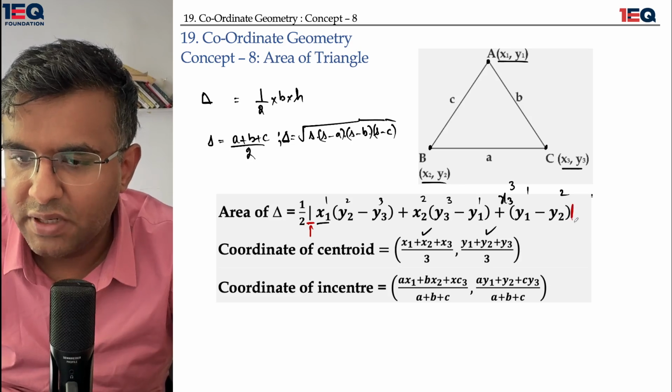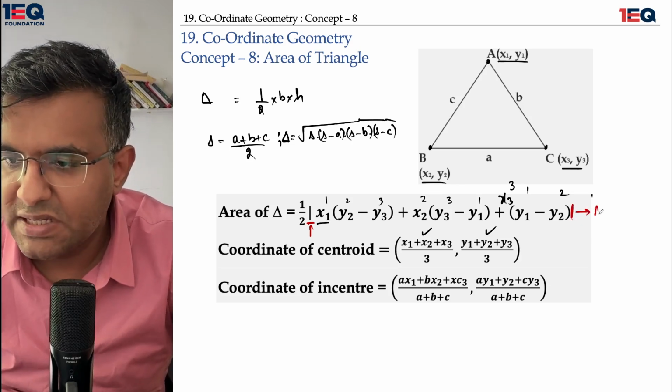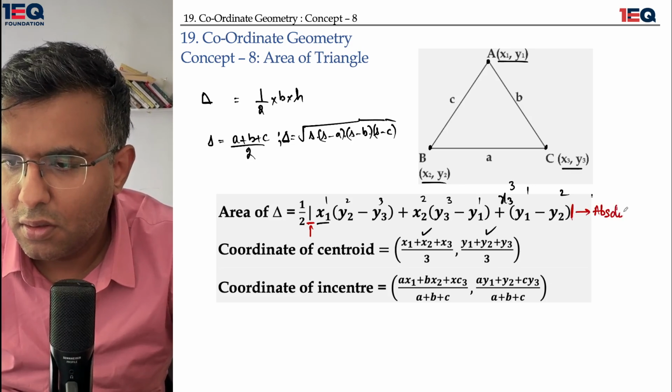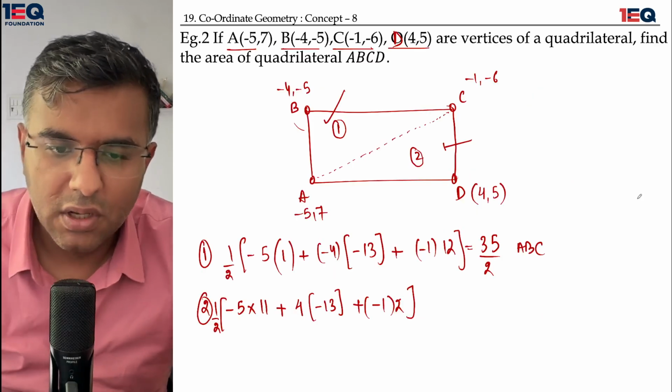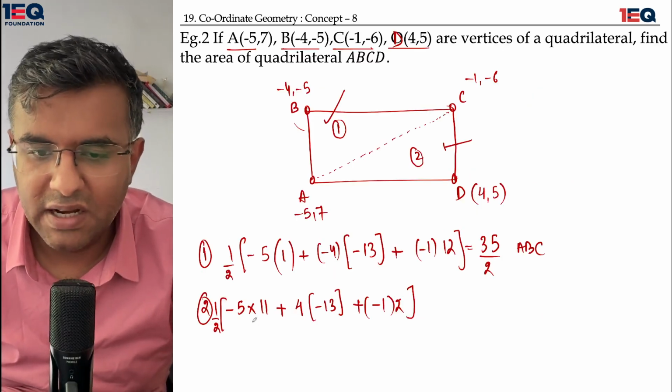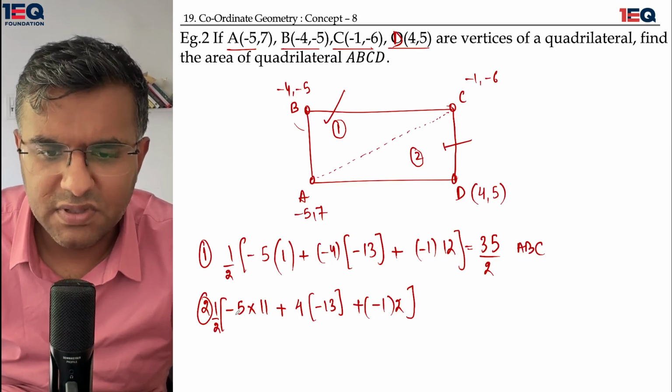Okay, these are the vertical slabs. This is called basically the absolute sign. This is the absolute sign. This means that the area cannot be negative in nature. So here I was getting the area in negative. That's why I was a little worried. So this was the point which I missed.